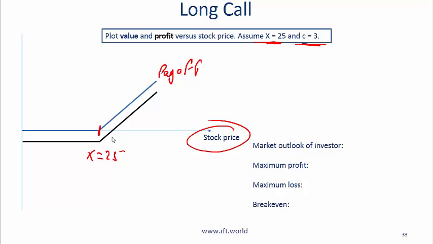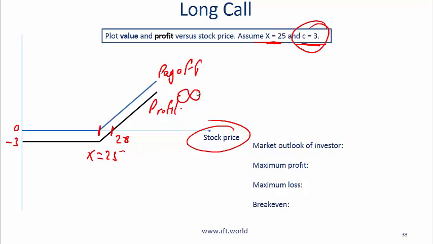The black line is the profit diagram. So notice for a long call, the profit diagram simply means that we shift down by 3. Why 3? Because 3 is how much you paid for the call option. So what is the break-even point? The break-even point is going to be 28. What's the maximum profit? It's infinite. As the stock price keeps going up, the payoff and the profit keeps going up.